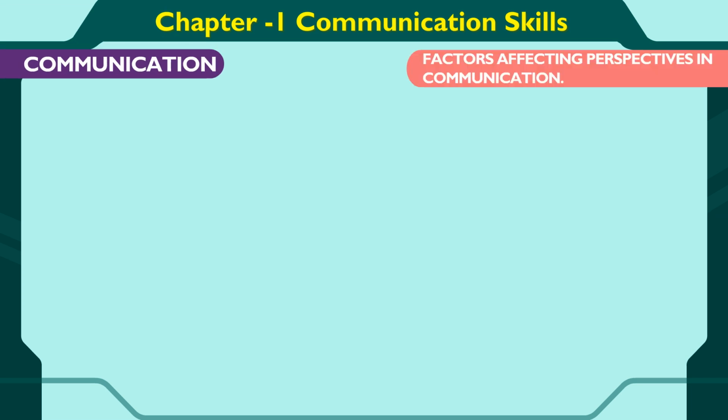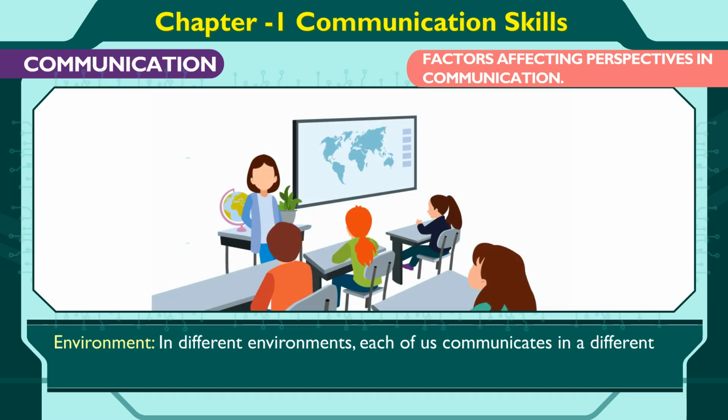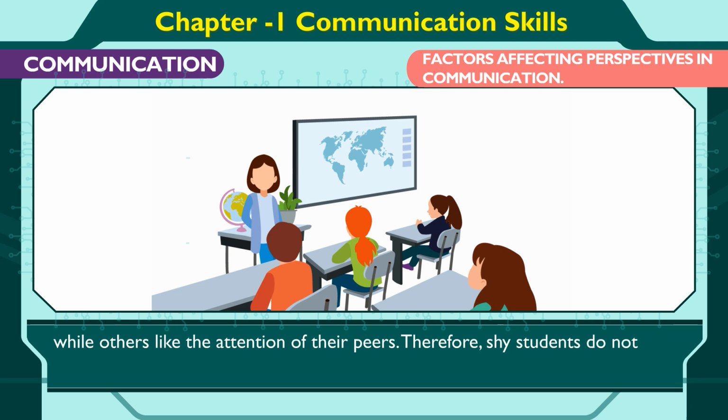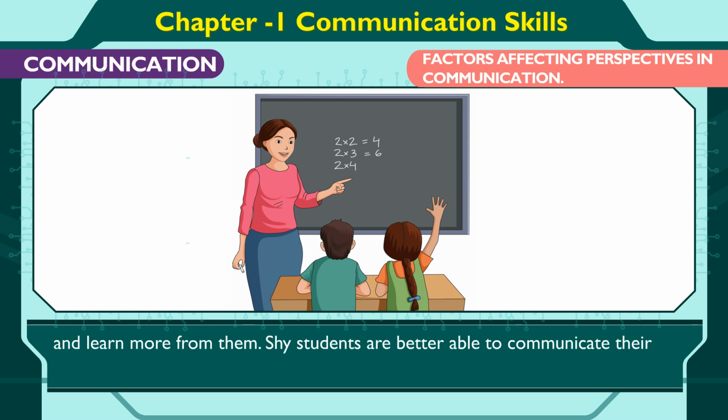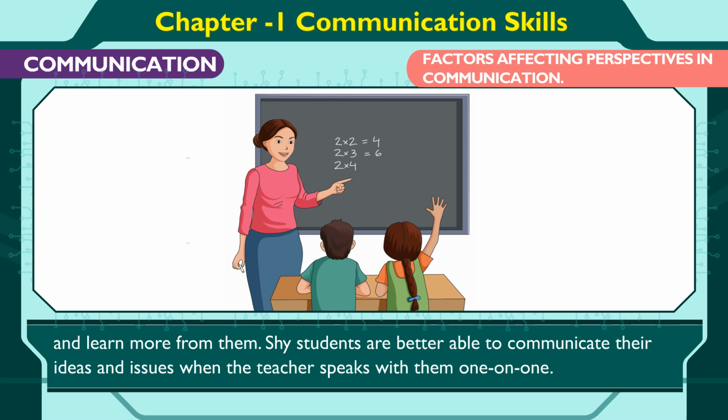Factors affecting perspectives in communication. Environment. In different environments, each of us communicates in a different way. Some kids are hesitant to speak up in class, while others like the attention of their peers. Therefore, shy students do not participate in class discussions, even though some students enjoy them and learn more from them. Shy students are better able to communicate their ideas and issues when the teacher speaks with them one-on-one.